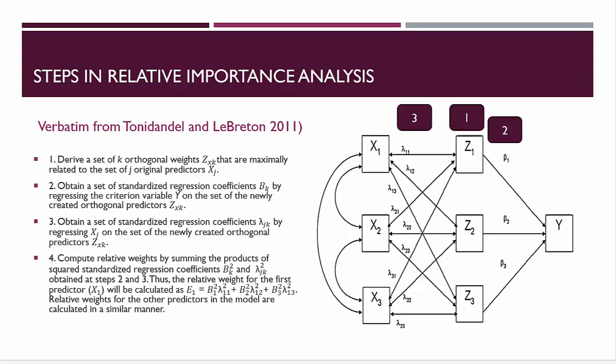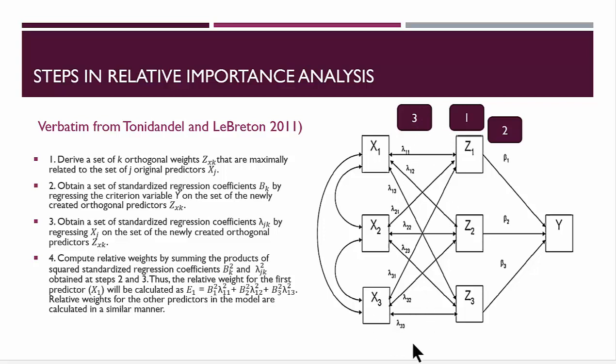In the second step, we're deriving a set of standardized regression coefficients by predicting the outcome variable using those transformed uncorrelated predictor variables. So what you're going to get from this step are these coefficients here. In the third step, we're deriving a set of standardized regression coefficients by predicting the transformed uncorrelated predictor variables using the original predictor variables. So we're getting these values right here.